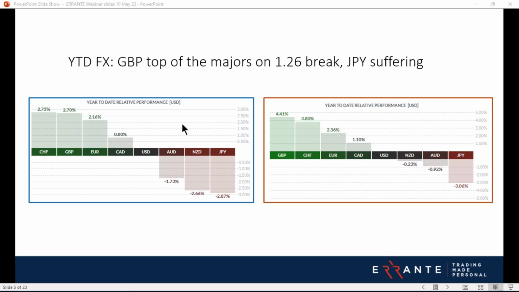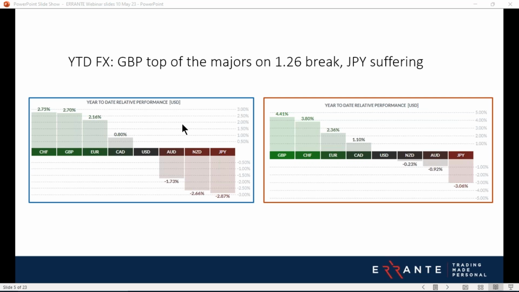Firstly, we always start with these year-to-date bar charts, which on the left-hand side is from a few weeks ago, last time we spoke to you, and the right-hand side is only a few minutes ago. We can see briefly sterling coming to the top of the majors charts for this year. This is year-to-date performance against the dollar, so cable effectively, sterling against the dollar.